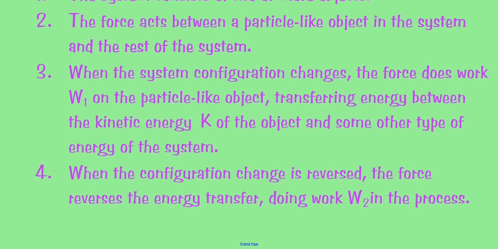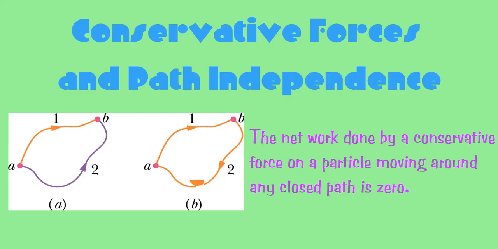Let's talk a little bit more about that idea of the system configuration change in terms of something that we like to call conservative forces. So here I have 2 paths traveling between points A and B. Path 1, you can see, takes one route to get between A and B, and path 2 just takes a slightly different route.